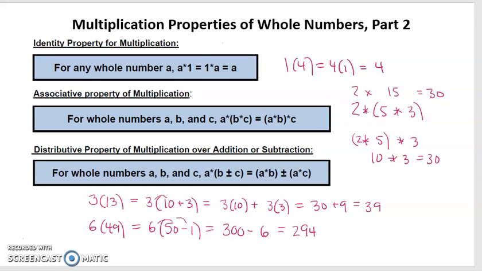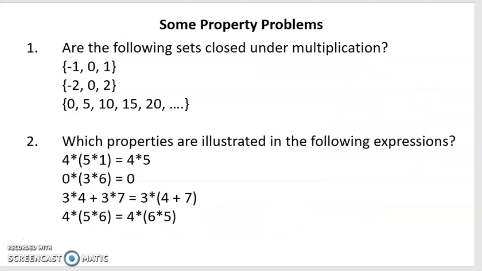Okay. Let's finish up this video by using a few of the properties. So some sample homework or test or quiz type questions. Are the following sets closed under multiplication? So the first set, -1, 0, 1, is closed. Because in multiplication, if you take any two numbers and multiply them together, you should get another number in that set. So for example, if I take -1 times 0, that gives me another number in the set, which is 0. If I take -1 times -1, because you can multiply the same element by itself, that equals 1, which is also in the set.